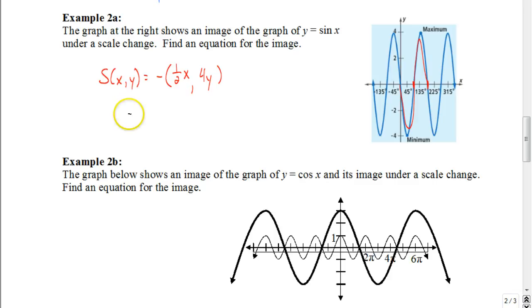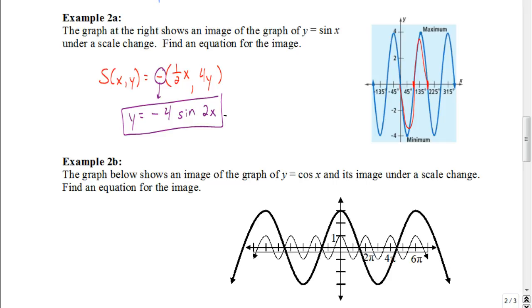So our equation is going to be in the form y equals. For the y, it's going to be 4 times the sine of x, but it's a negative, so we want to make sure that we include that. So it's a negative 4 times the sine of, and replace this x with the reciprocal of 1/2, so that's 2x. So there's your equation. Again, you want to make sure that you remember to include the negative there.